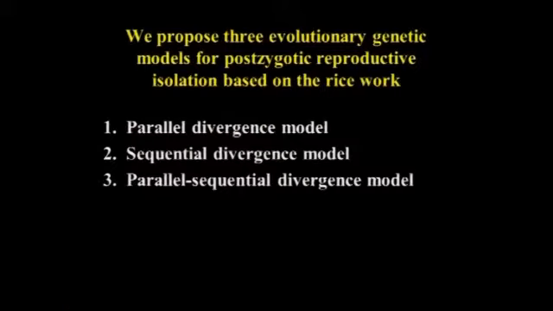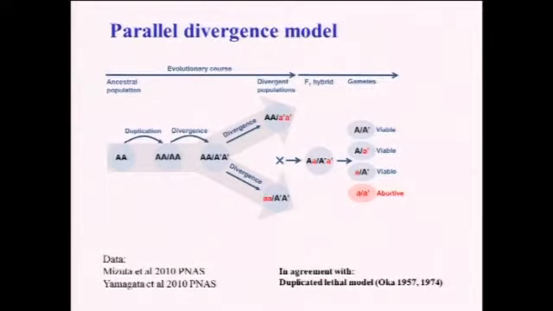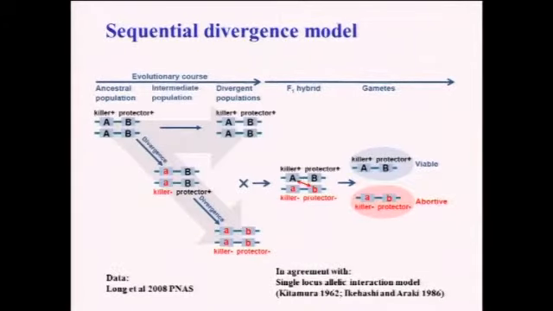Based on the rice analysis, I think we could propose three models: a parallel divergence model, a sequential divergence model, and a parallel sequential divergence model. In the parallel divergence model, a single gene appears in a diploid genome and then gets duplicated, then diverges in two ways. In one lineage, this one changed function; in the other lineage, the other one changed function. When these come together, they cause problems. That is one way, diverging in parallel in the process of evolution.